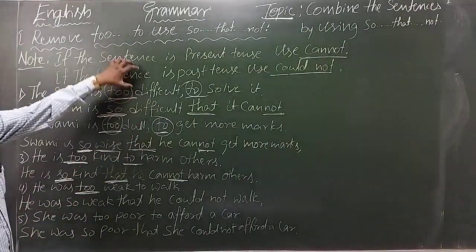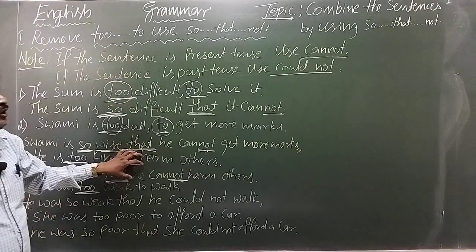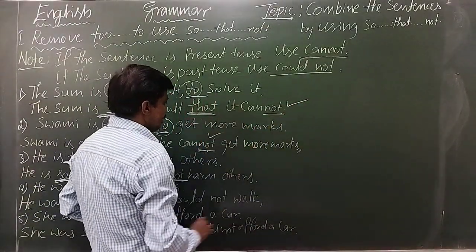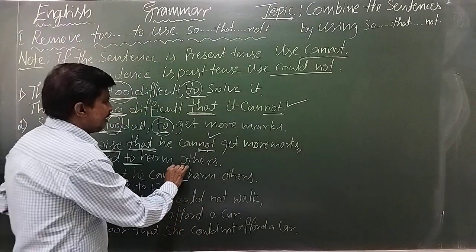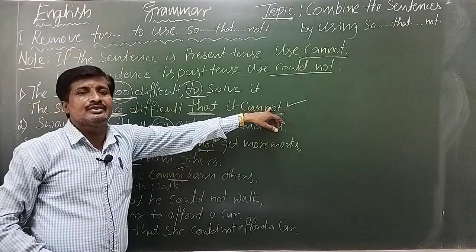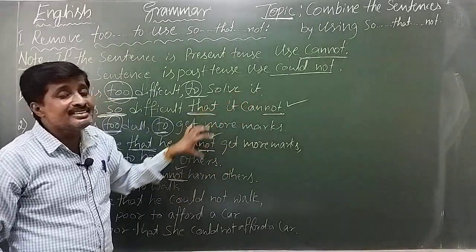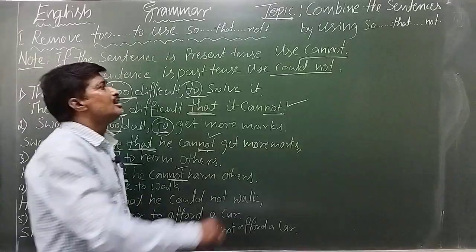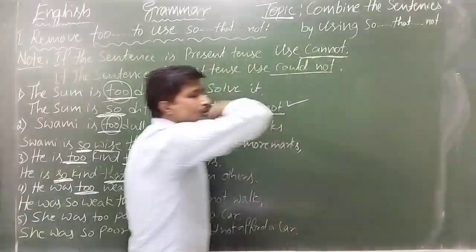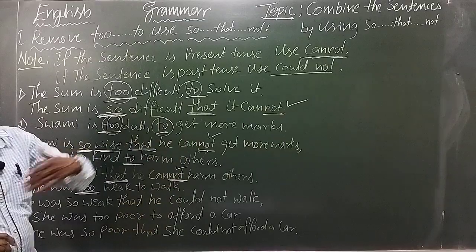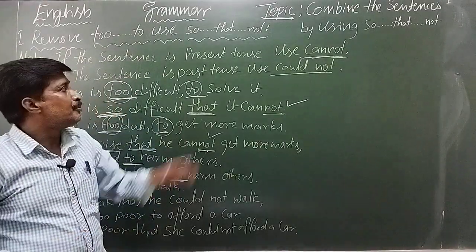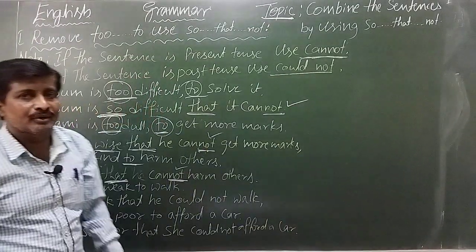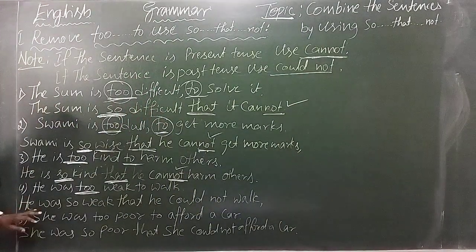See, in all these examples we used only "cannot". Here also "cannot", and here also "cannot". All these examples are in present tense, so we use "cannot". Come on, let us take some past tense examples, how to use "could not". Okay? Come on, children.